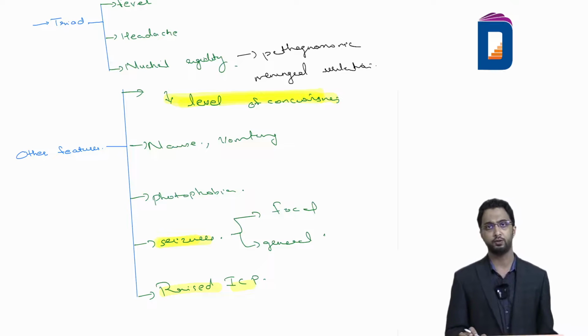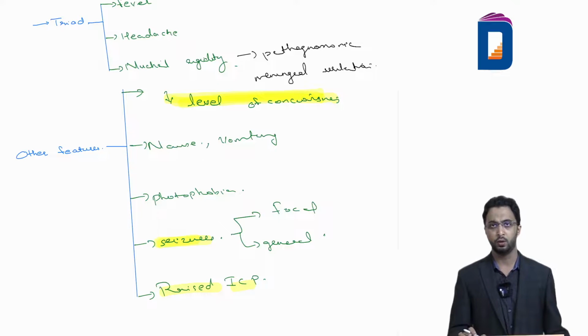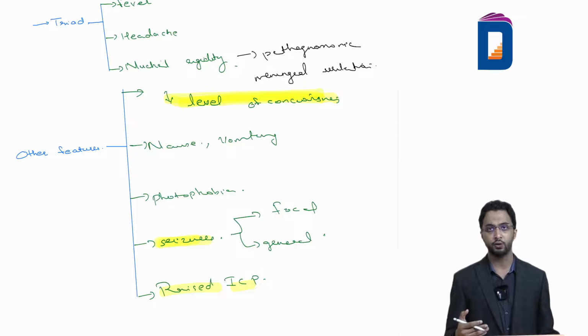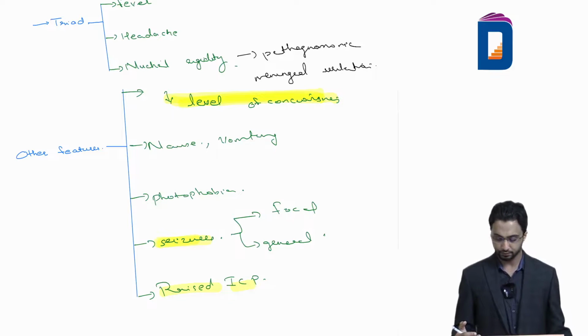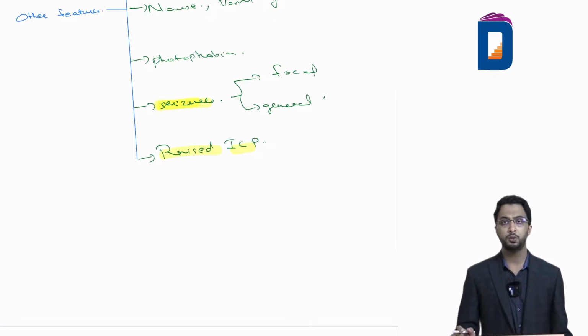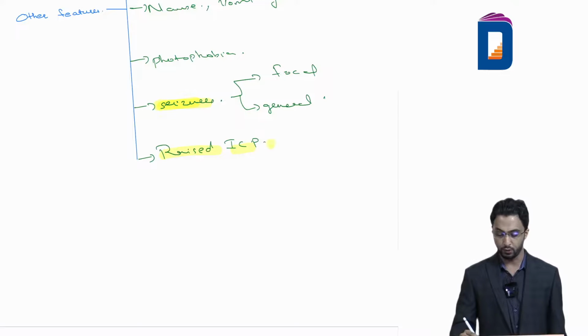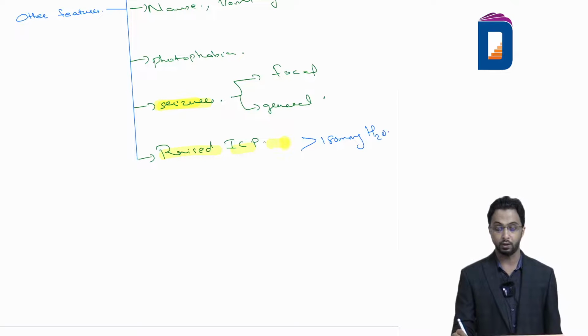Not very specific. There is much more to know when you diagnose viral infections, and CSF examination is a much better way of diagnosing viral meningitis. Now, when you come on to raised ICP, I've told you it is basically greater than 180 mm of water.